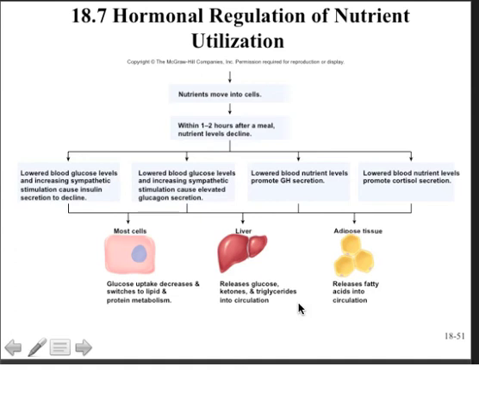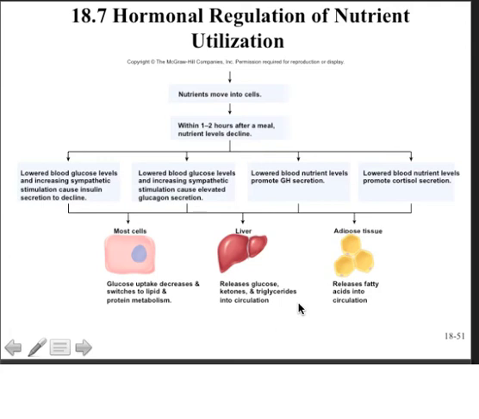The nutrients move into the cells, and in a couple of hours after a meal, nutrient levels in the blood decline. The lowered blood glucose levels and increasing sympathetic stimulation cause insulin secretion to eventually drop. This happens in most cells, where what will happen is glucose uptake will decrease and switch back to lipid and protein breakdown. In addition, lower blood glucose levels and increasing sympathetic stimulation cause elevated glucagon secretion, and this will spur either the production of new sugar from fat or the cleaving of glycogen and the release of that fuel into the blood.